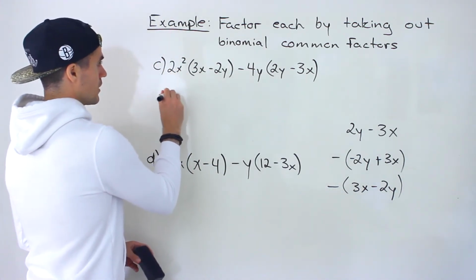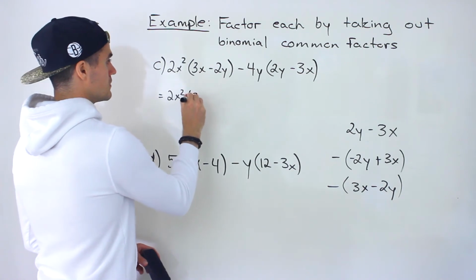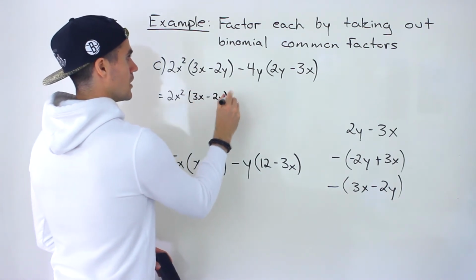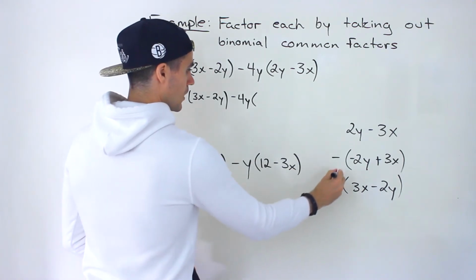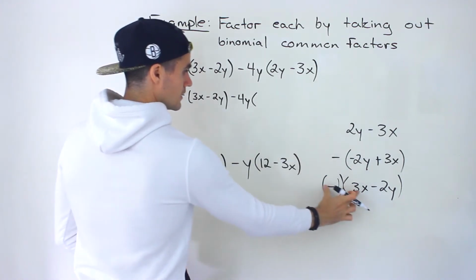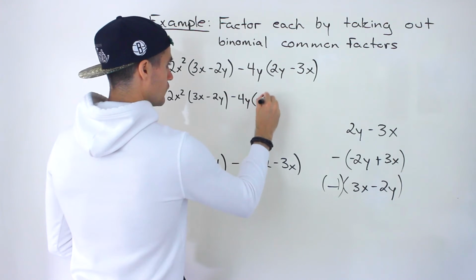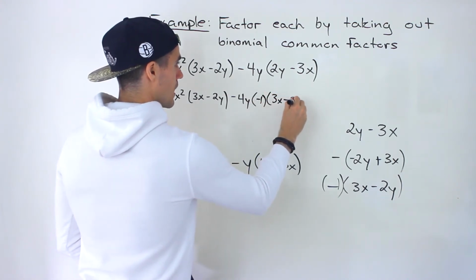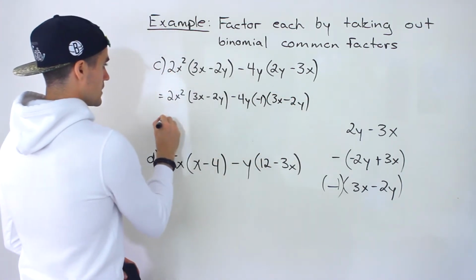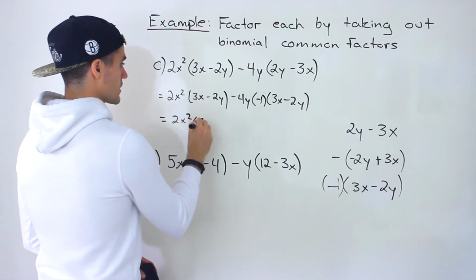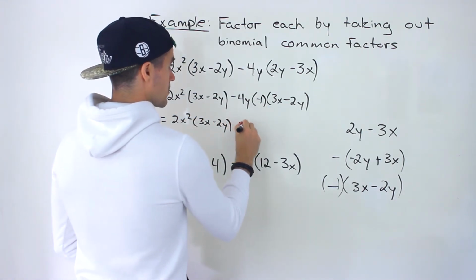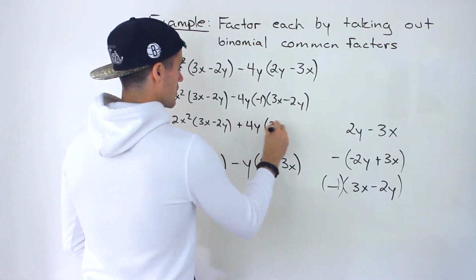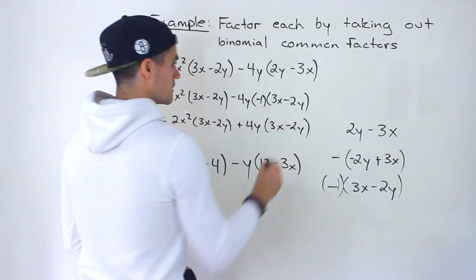So rewriting everything here, minus 4y, let's keep that as is. Then we've got the negative 1. This bracket is changing to these brackets. I've got a negative 1, (3x minus 2y), then 2x squared, (3x minus 2y), negative 4y times negative 1 gives us positive 4y, (3x minus 2y), like that.